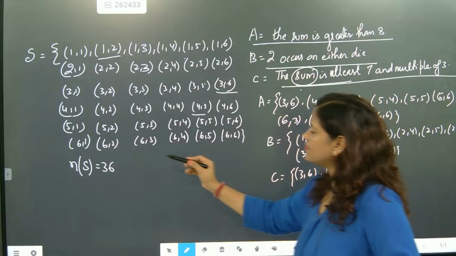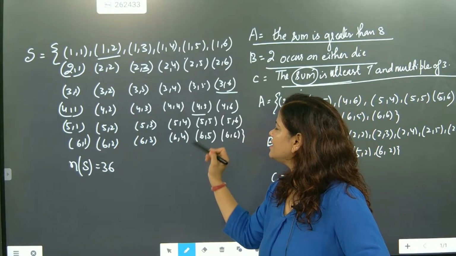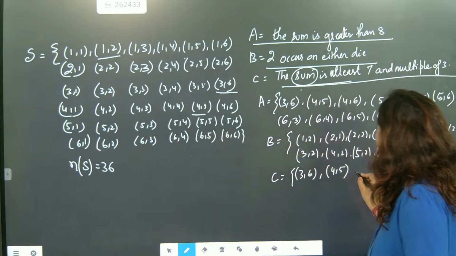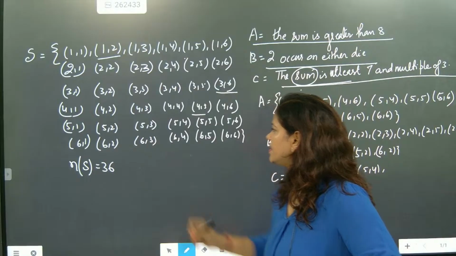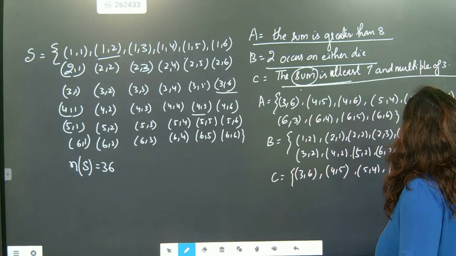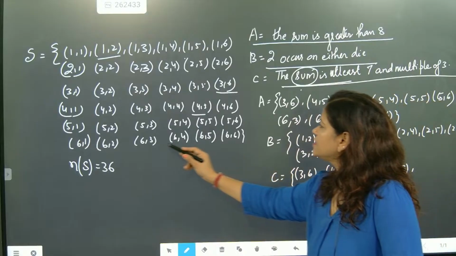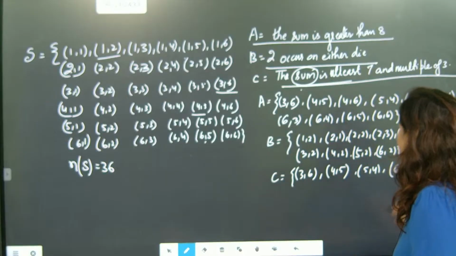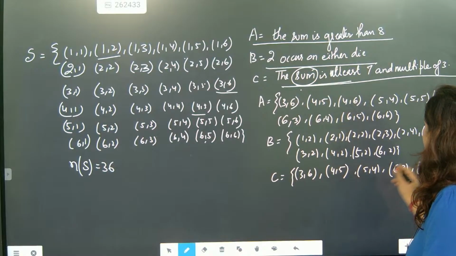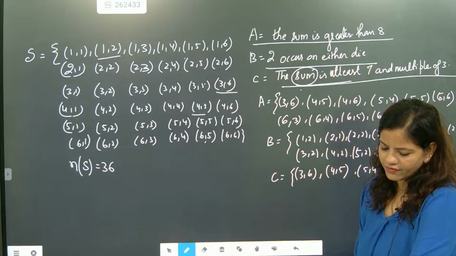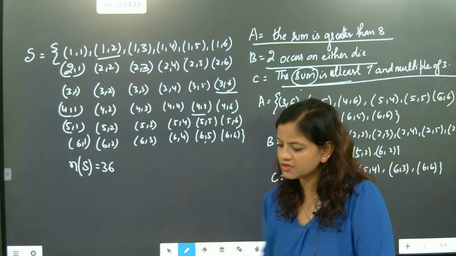Now here the sum is at least 7. So at least 7, but here 8 and here it is 9, 10, 11. So 5 comma 4 we can take. Now 6 comma 3 we can take. 4 comma 5, 5 comma 3, 6 comma 3 and 6 comma 6 we can take. Any number we left? Can you check? 1, 2, 3, 4, 5. Any number we left in C? No, we have not left any number. We got all the parts.